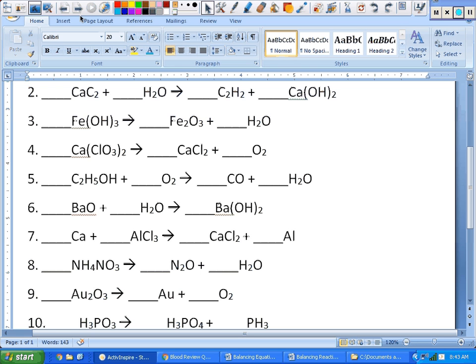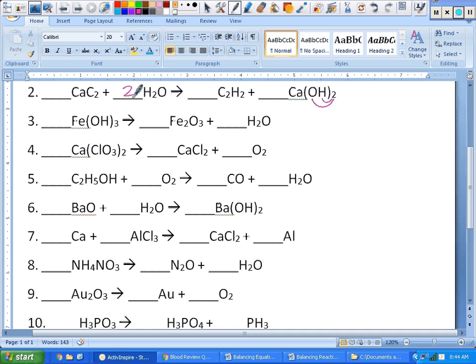All right, how many oxygens do I have on the left? One. How many over here do I have? Two. Because you remember, we're not going to count that as hydroxide. We're going to count it as an individual oxygen. So I've got two there, so I need to put a 2 here. Are we cool with that?